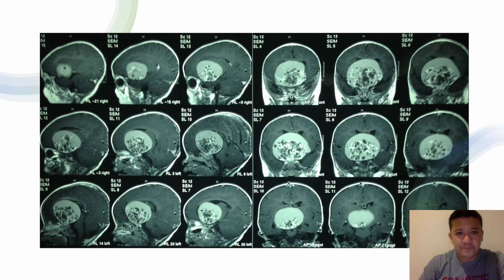Again, I just wanted to show you this MRI to see the significant compression of the suprasellar mass onto the brain parenchyma, causing significant neurologic deficits in this case.